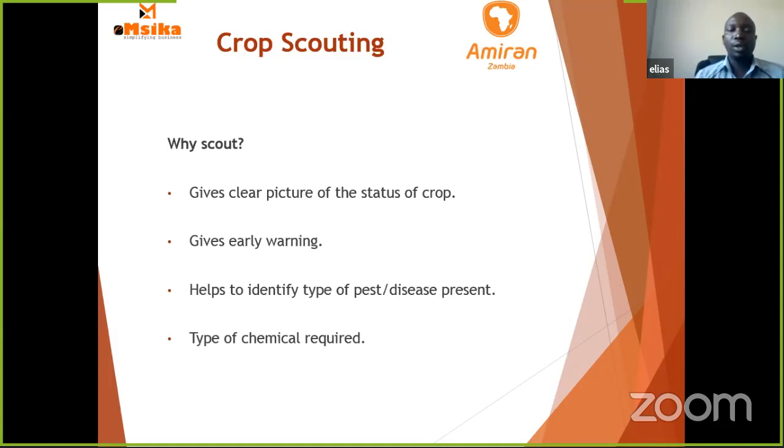Then also it will help you know what type of chemical you require. For instance, if there's a chewing insect in your field, you can't get a chemical that deals with a sucking insect. Then the results may not be good. So once you identify this is a chewing insect, then you have to check what chemical can work on this particular insect. Then you'll be able to make the right decision in the end.